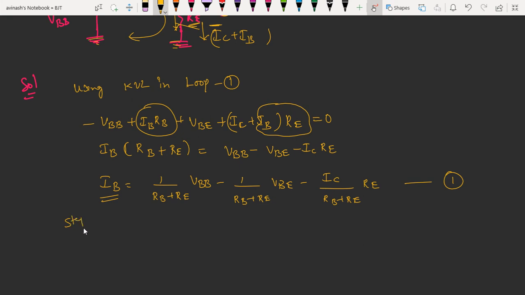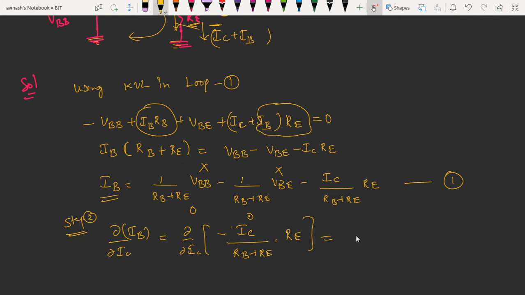Now step number 2: differentiate the IB value with respect to IC. Then what we get here? dou IB by dou IC of equation number 1. With respect to IC, there is no IC term here or here, so those will be 0. The only IC term present is this part, minus IC by RB plus RE into RE.